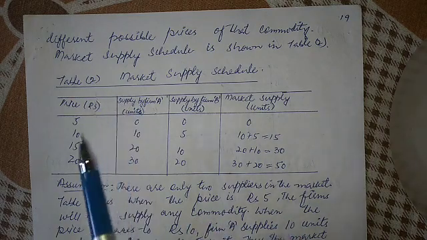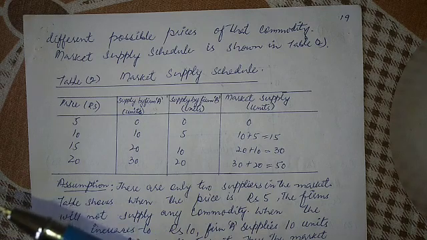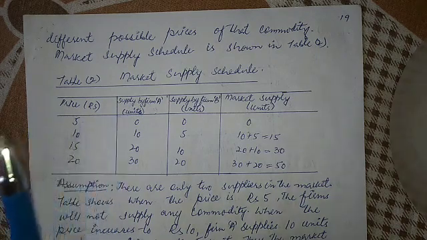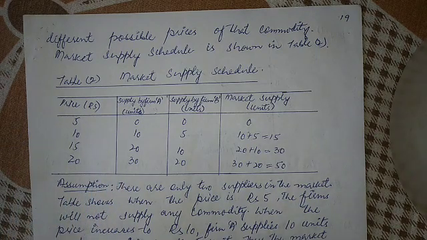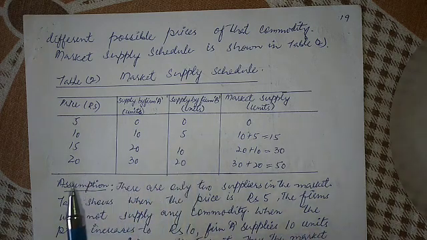Or we can say that market supply schedule refers to the supply schedule of all the firms in the market producing a particular commodity. See, the sum total of the firms producing a particular commodity is called an industry. Thus, market supply schedule refers to the supply schedule of the industry as a whole. Okay.